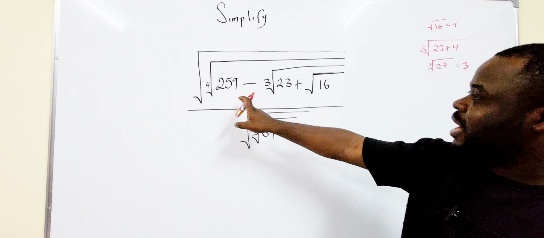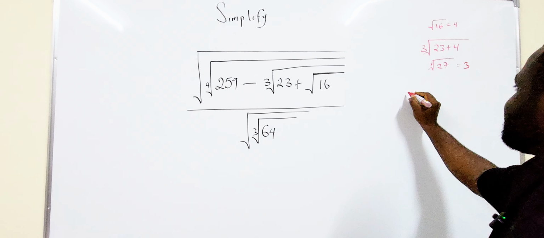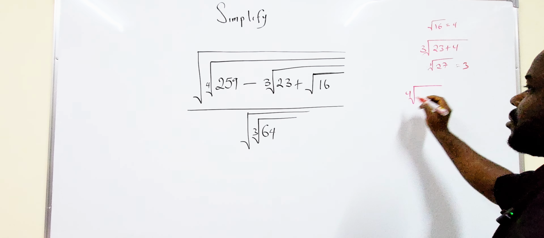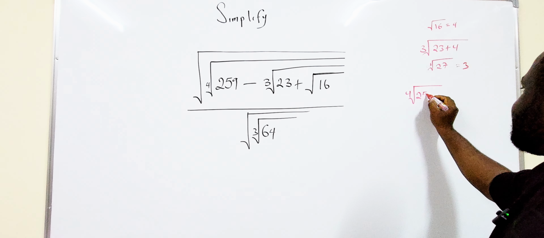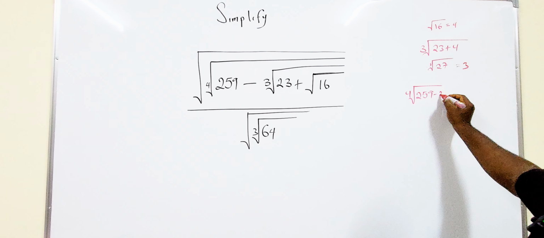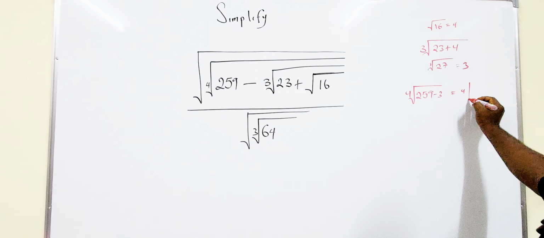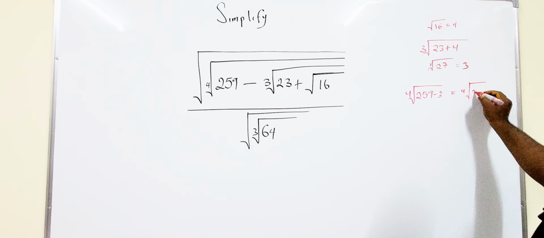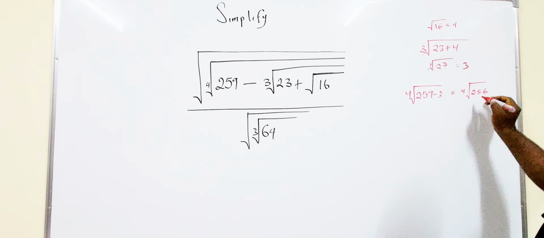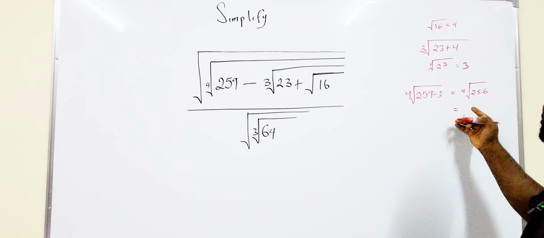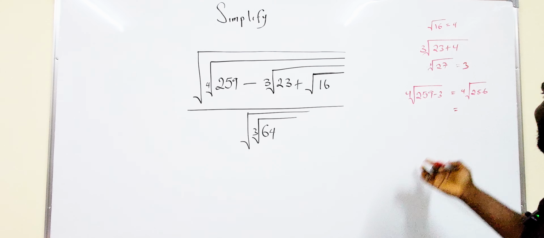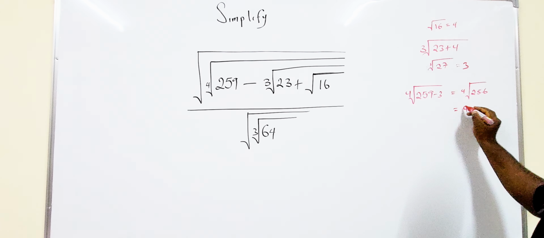Okay? So you now have 4th root of 259 minus 3. And this is going to give you 4th root of what? 256. And what is the 4th root of 256? The 4th root of 256 is 4.